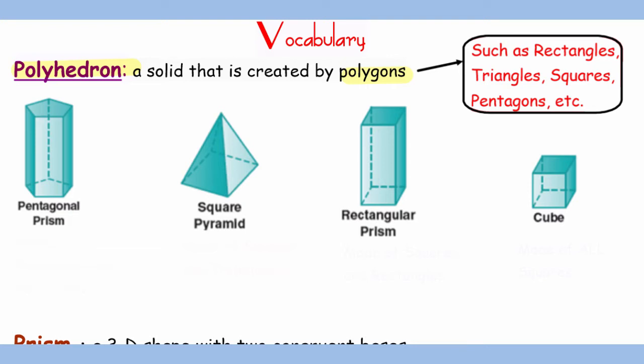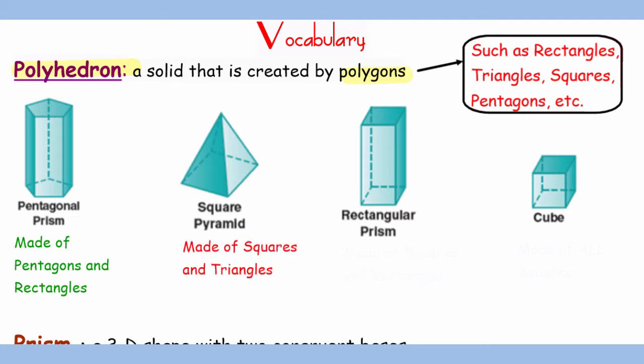The first one is a pentagonal prism, which, if you look into the details, you will notice that the top and bottom are made up of pentagons and the front sides are all made up of rectangles. The next shape is a square pyramid, which the bottom is made up of a square and the sides are made up of triangles. The next shape is a rectangular prism, which the top and bottom are made up of squares and the sides are made up of rectangles. And the last shape is a cube, which you can tell that all the sides are squares.